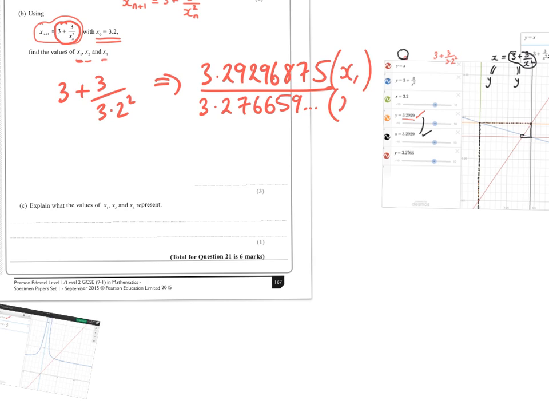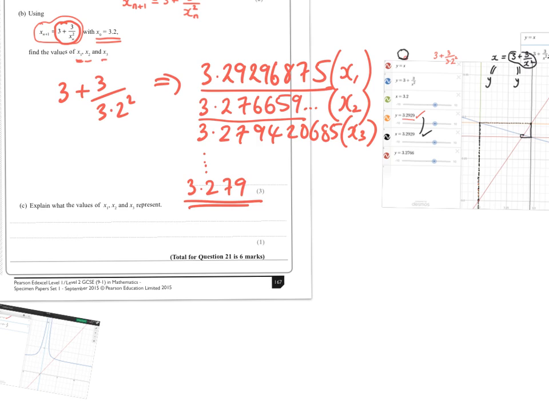3.276659 and so on, and that would be your x2 value. And then you can just press equals on your calculator again. Instead of doing the whole thing, you just keep pressing equals, equals, equals, and it will give you the next one, the next one, and the next one. That's if you have the ANS command on your calculator. If you don't, you just have to type the whole thing back in again. So you get 3.279420685, that will be x3. And if you just press your button a few more times, after about the 9th or 10th press, you get to something which is around 3.279 to 3 decimal places.